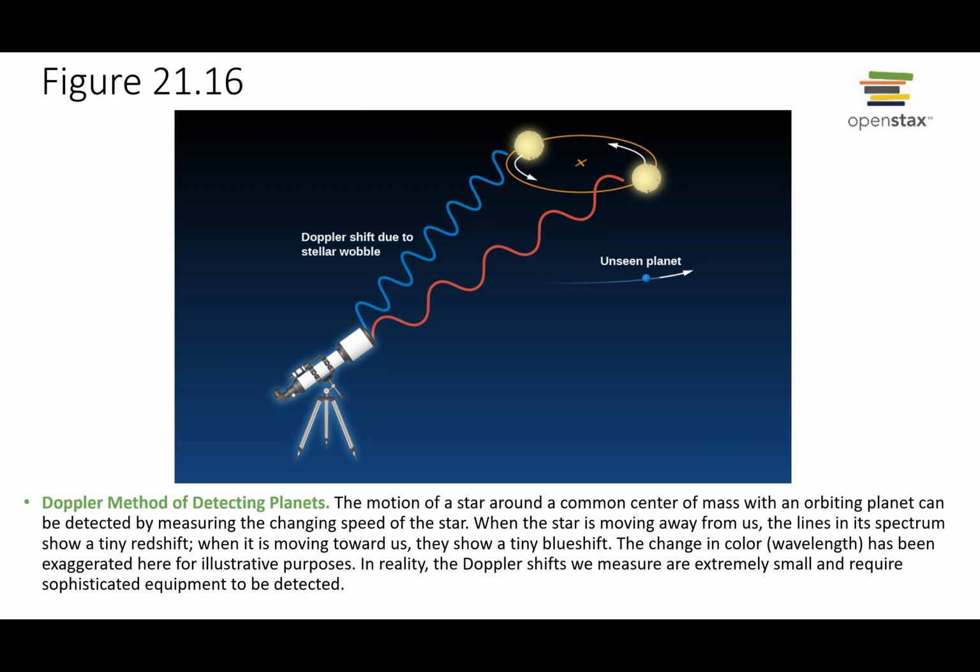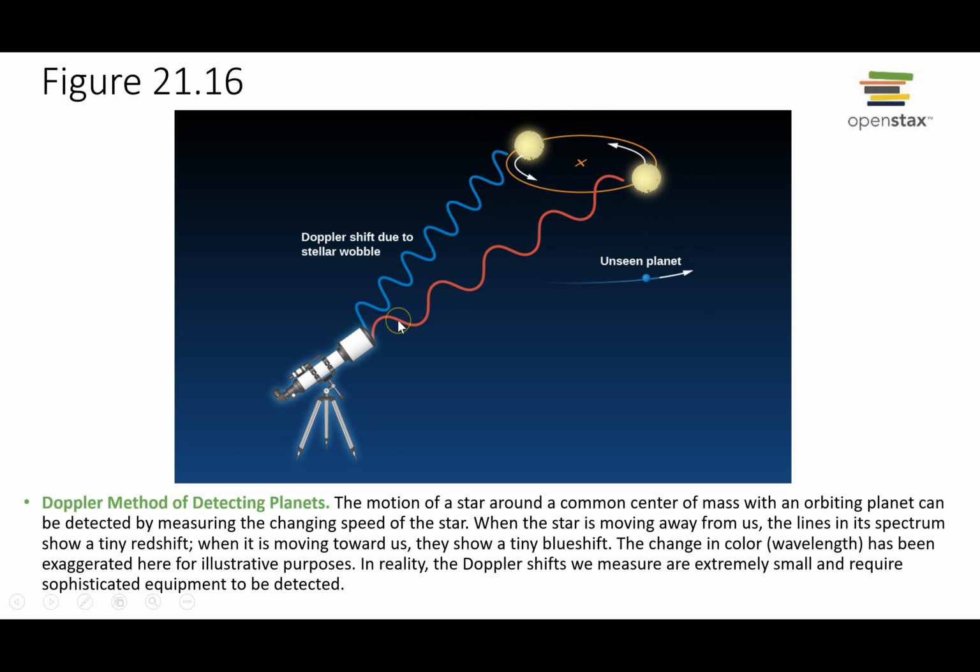So we also talked a little bit about finding what we call extrasolar planets. This is an example of an extrasolar planet. We can't see it directly, but we detect it indirectly because it makes its parent star wobble a little bit. So there's a common center of mass. Because of the presence of this planet out here, this star is, well, it's not wobbling, sorry, it's orbiting. It's circling, okay?